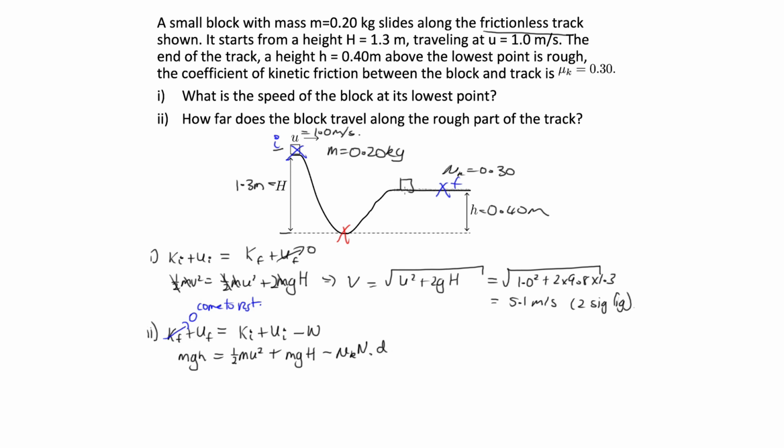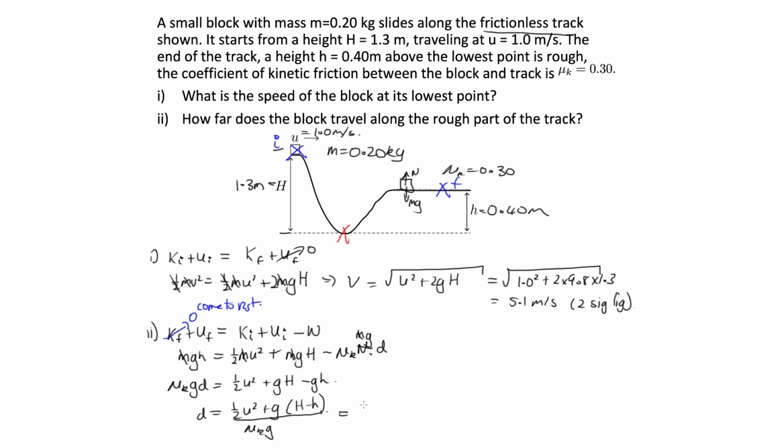Now, it's just a block on a flat surface. So the normal force is balanced by the weight force. So this normal force we can replace with mg. Now, we can cancel out all the m's. And we're trying to find how far it travels. So we're trying to find d. So let's rearrange this and we can write mu k g d is equal to a half u squared plus g capital H minus g little h. So to rearrange for d, we've got a half u squared plus g, and then this is H minus h, divided by mu k g.